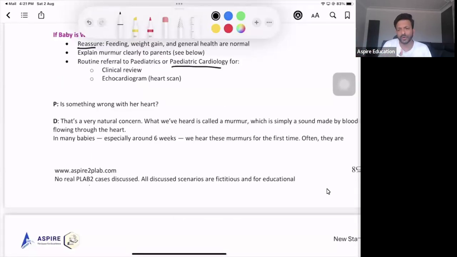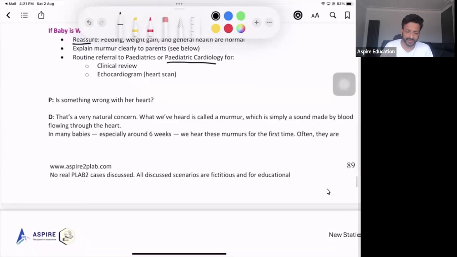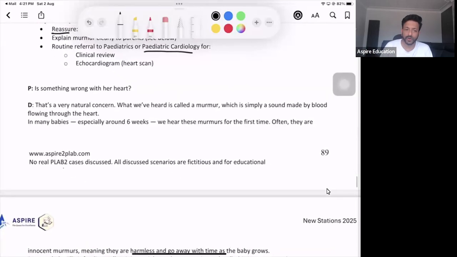It's a normal review, and whenever the appointment is available, they'll be able to call. But then what you do is, because she's asking what's wrong with the heart of my child, you can simply explain that this is a murmur. That's a very natural concern. What we heard is called a murmur, which is simply a sound made by the blood flowing through the heart.